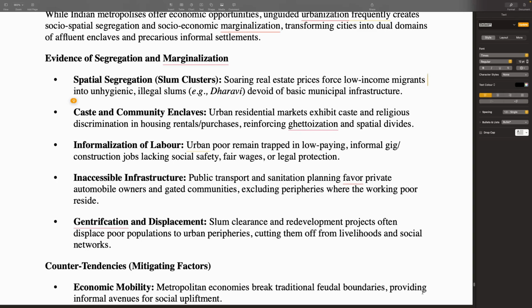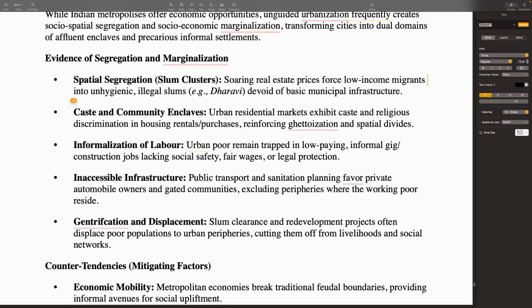Spatial segregation, slum cluster. Soaring real estate prices force low-income migrants into unhygienic illegal slums, like Dharavi, devoid of basic municipal infrastructure. Caste and community enclaves. Urban residential markets exhibit caste and religious discrimination in housing, rental and purchases, reinforcing ghettoization and spatial divides.